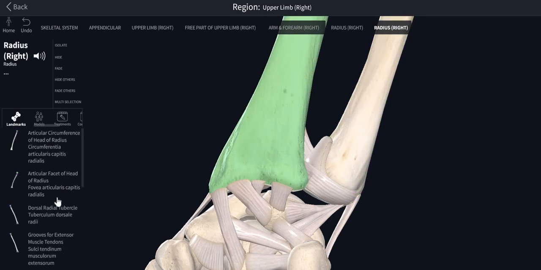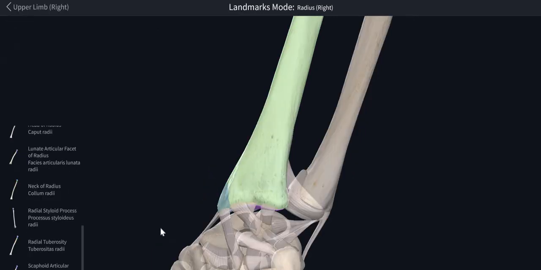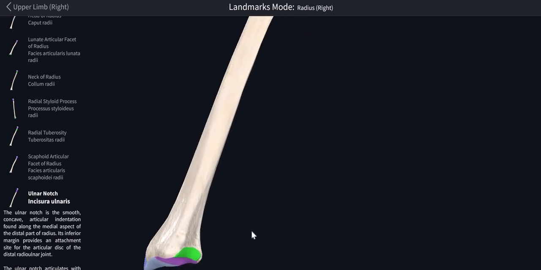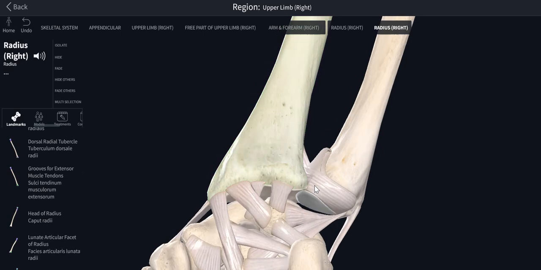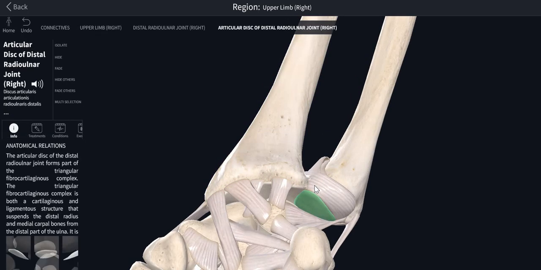So I'll also show you very quick. This is the ulnar notch right down there, and so they join together. So these are the first articular parts of this radio ulnar joint. The third articular part is actually this little articular tuft that we have over here, which we will talk about a lot later on. Okay?